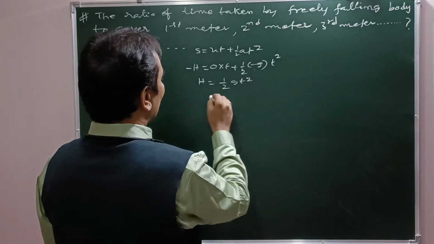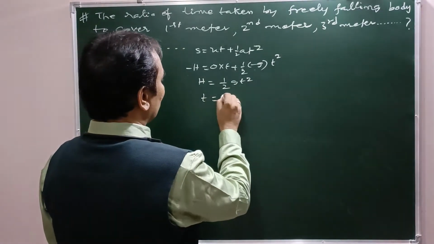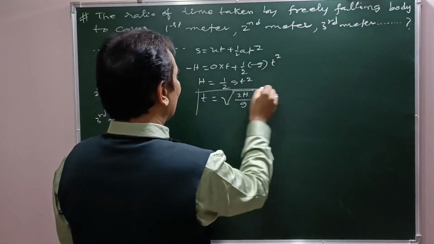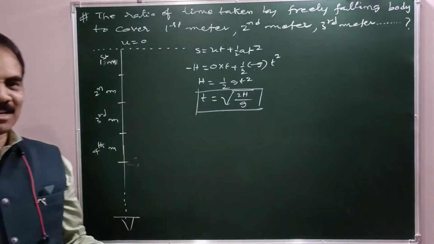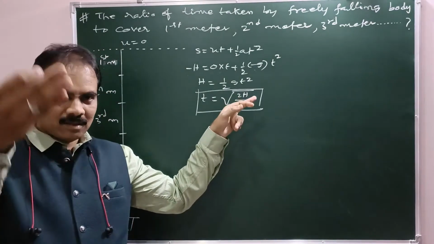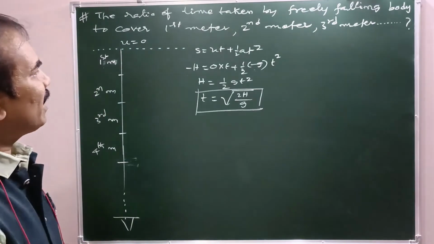Half g t square. That is 2h by g equal to t square. T equal to root 2h by g. This is the required relation. Right? In case of freely falling body, time taken to cover certain distance is given by root over 2 into height through which body moves divided by g. That is the relation. Am I right?